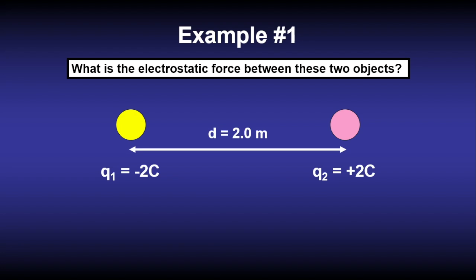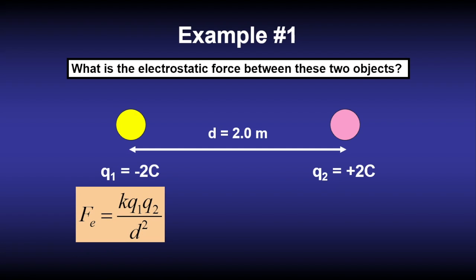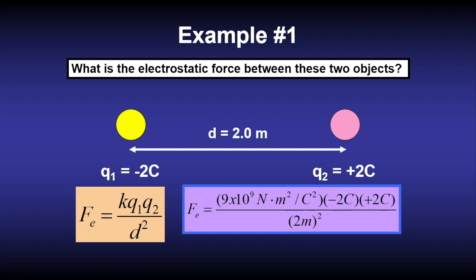Next, I want to look at the distance, and the distance is about 2 meters apart. So if we look at our equation, we have electrostatic force is equal to K times Q1 times Q2 over d squared. If you're able to get to this part where you identify your charges and identify the distances, it's just a matter of plugging it into the equation and solving.